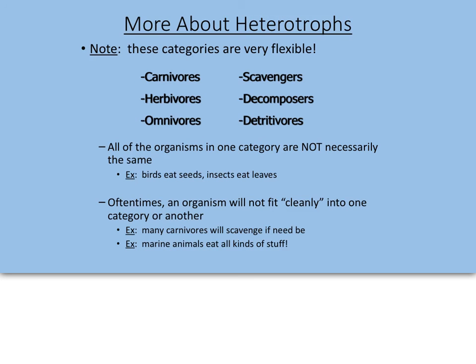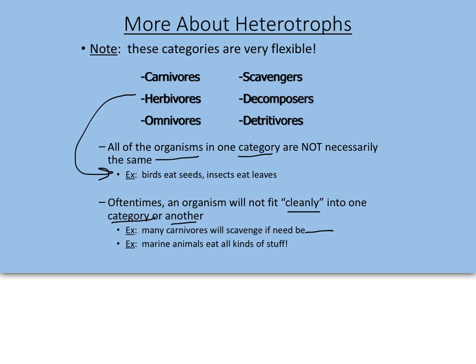Now, one thing you want to remember is that the heterotrophic categories can be somewhat flexible. As we said earlier, all the organisms in one category might be different, herbivores especially. Right? Birds eat seeds, insects eat leaves. Maybe they feed on the same plant, but they're looking for a different part of it, so that makes it a little more flexible. Also, some organisms will not fit so cleanly into one category or another, or if it is necessary, organisms will kind of change their category.